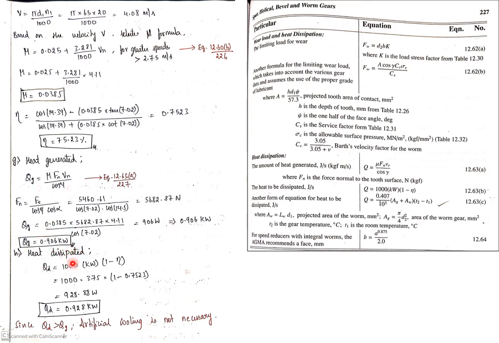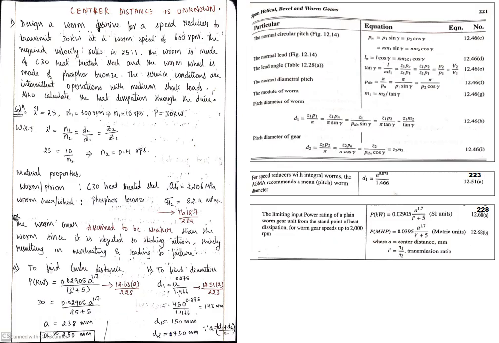And if you want to calculate heat dissipated, you can see here the formula where efficiency is known, power is known. If you substitute, you will be getting the value of Q. Okay. So this is heat dissipated. As I told you, if your heat dissipated value is more than the heat generated value, then cooling is not required. If it is lesser than the heat generated, then artificial cooling is required. Then you have to write such a statement and conclude the problem. Okay, a simple problem. So let's see how to solve a different problem.